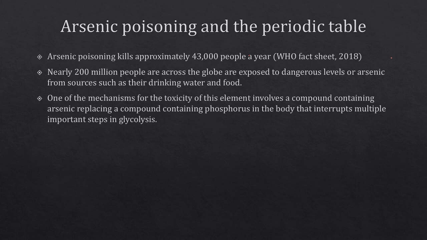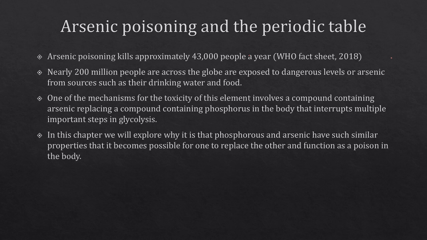One of the mechanisms for the toxicity of arsenic is that the element involved in a compound containing arsenic replaces a compound containing phosphorus in the body. This manages to interrupt multiple important steps in glycolysis, in addition to a few other mechanisms that can be related to its lethality. So a question that might be reasonable to ask is, what does this have to do with the structure of the periodic table?